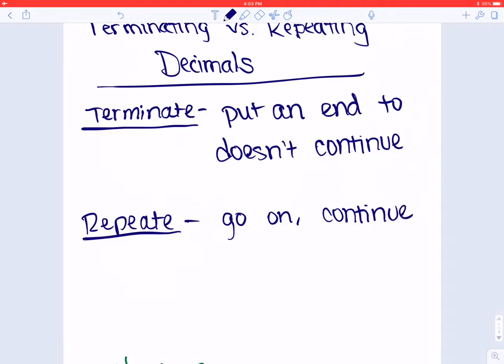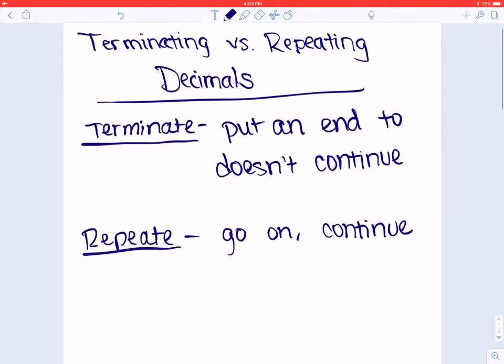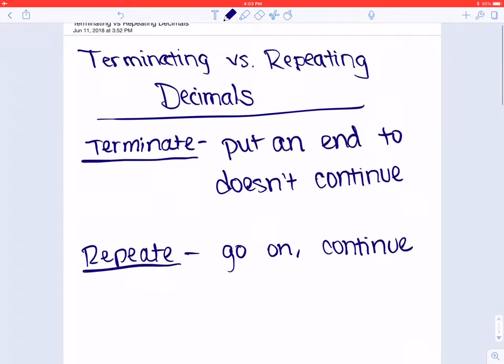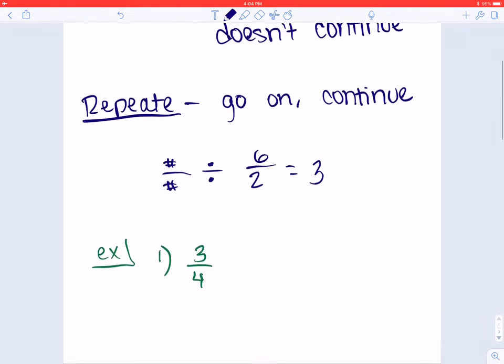So when we look at fractions, we can either turn a fraction into a decimal that terminates or repeats. Remember, every fraction can become either a whole number or a decimal. And fractions are really division. If I say 6 halves, I'm really saying 6 divided by 2, which is 3. So every fraction is really division. A division is written like this. Think of it as a number divided by a number. Okay? Let's look at some examples.